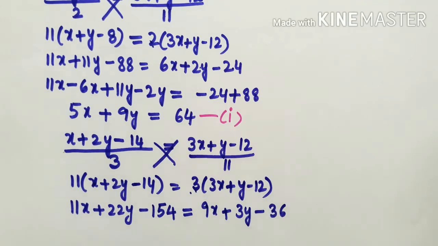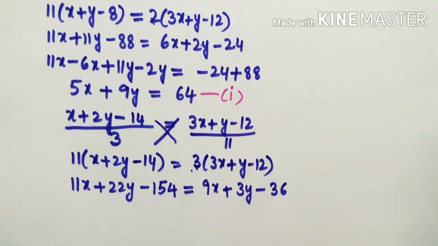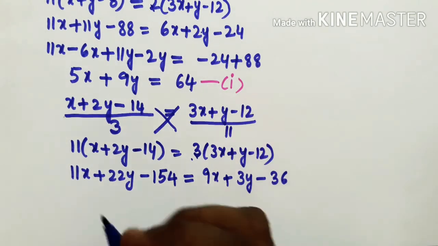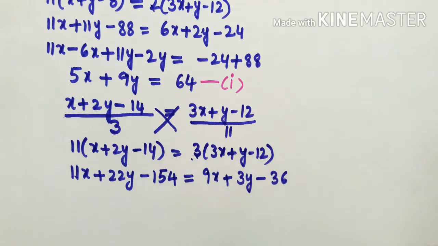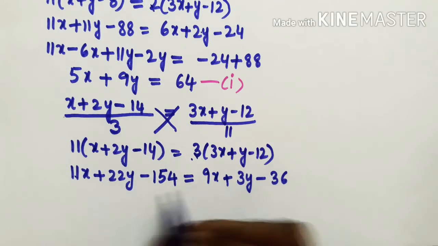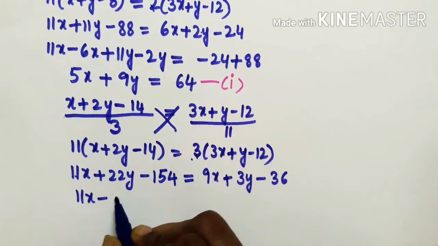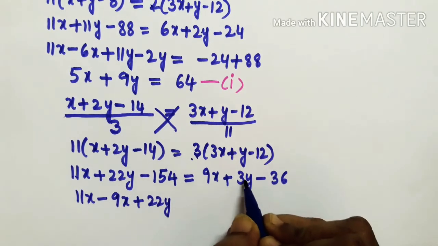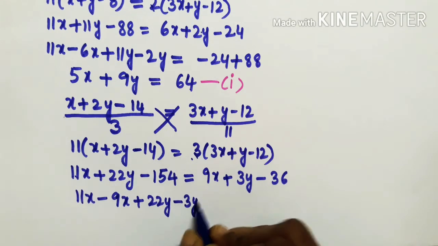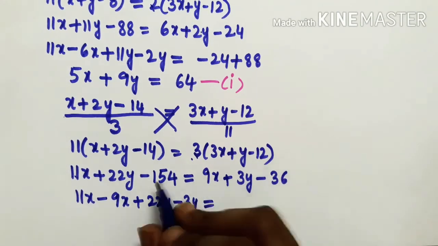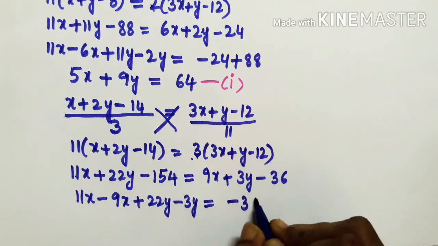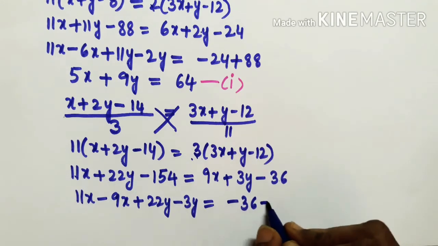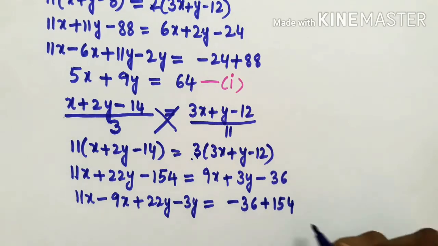Now the next step, just calculate the like terms. What do you have? 11x minus 9x, we will write like this, then plus 22y, then here plus 3y will become minus 3y, then here constants are there, so minus 36, let me write like this, then minus 154 will become plus 154.